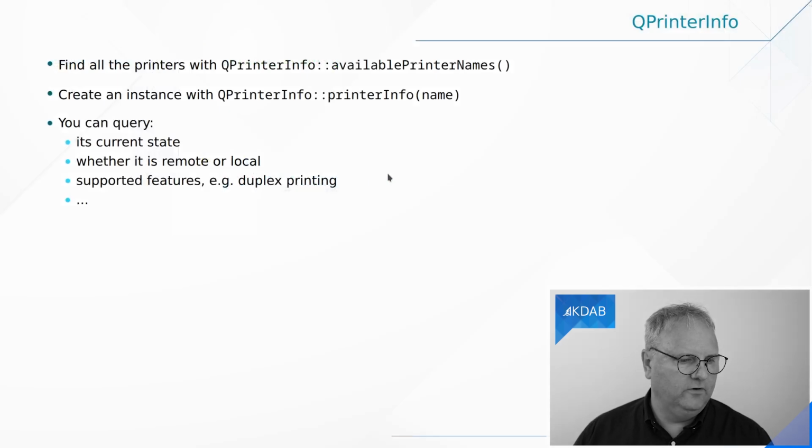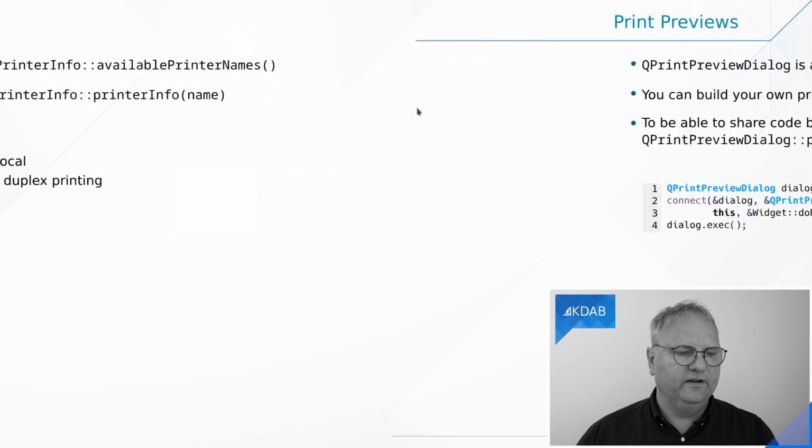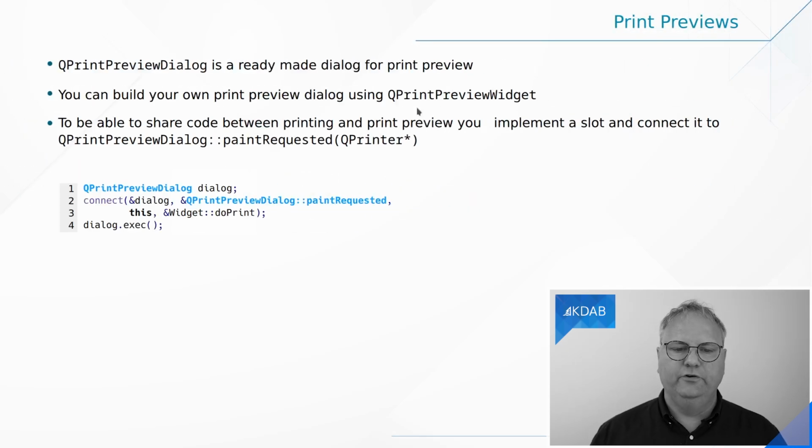Okay, that's the printer info, and then we get to the print preview. That is a QPrintPreviewWidget. QPrintPreviewWidget, the way you'd work with it is what you have down here. So you create an instance of your QPrintPreviewDialog and you will call exec on it, and then you do something really, really weird in between line 1 and 4. And let me just read that up for you. Connect from the dialog. There is a paintRequested signal that goes into a slot of this called doPrint.